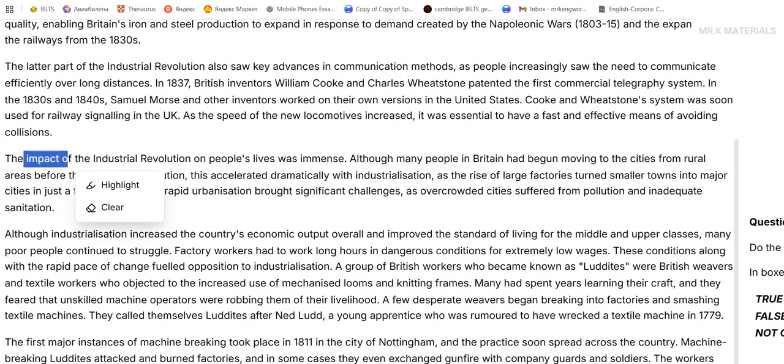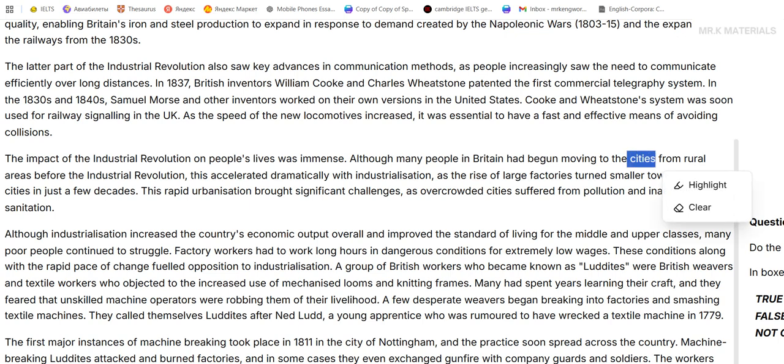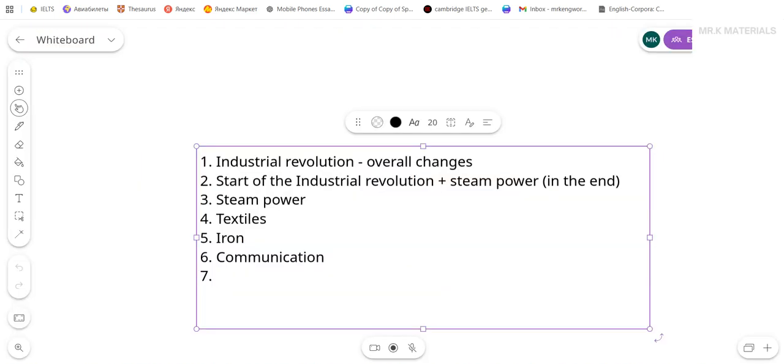Then impact, so effect on people's life. So we're starting about people. Okay, for now, I'm not sure. It says cities. So it's about urbanization. Let me check the last sentence. Yeah, it says urbanization. That this paragraph is about urbanization. Urbanization. Okay, next paragraph.